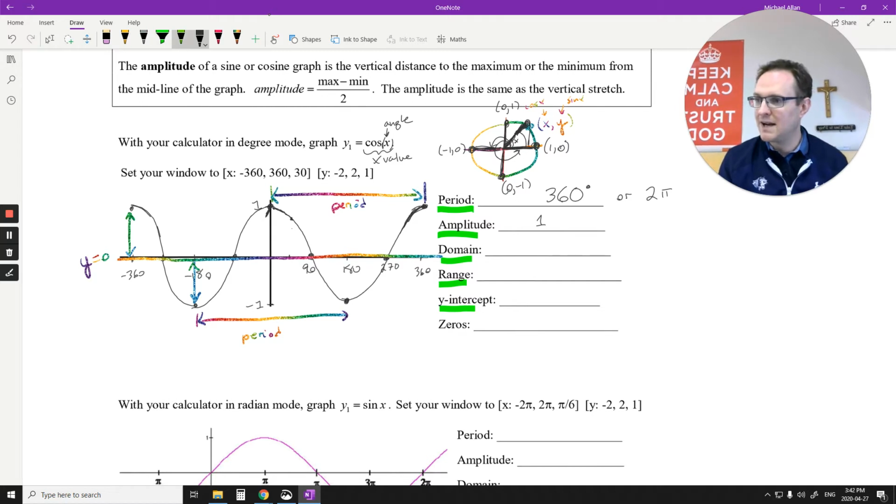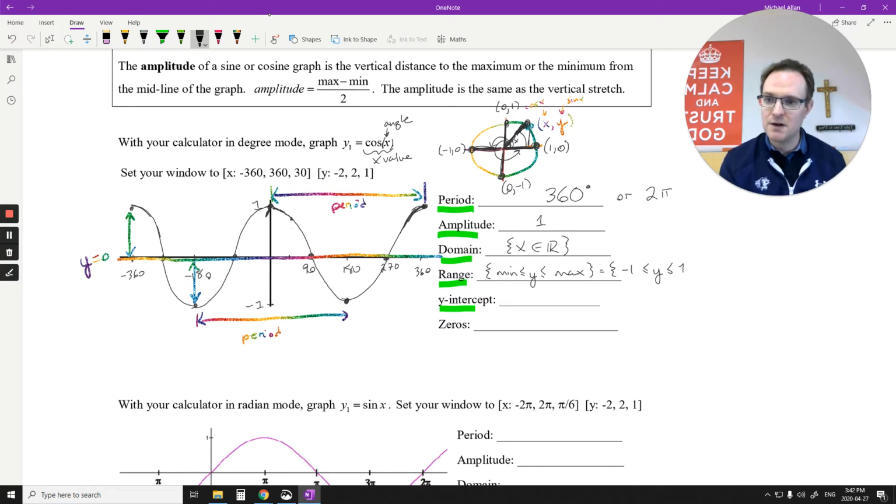Okay? My domain, if I don't specify whether there's a real world question or not, is just going to be x ∈ ℝ. My range here is going to be from min to my max, and then I'm just going to put a y in between them, just like we usually do. So in this case, my min is going to be -1.